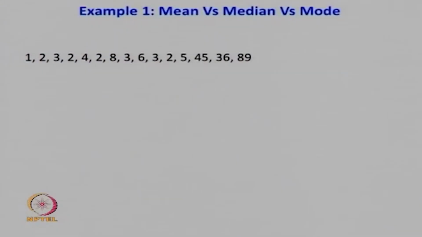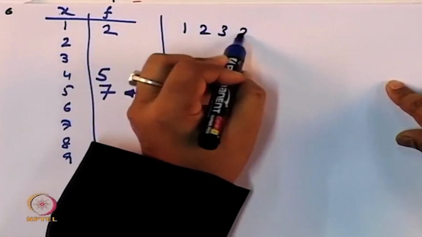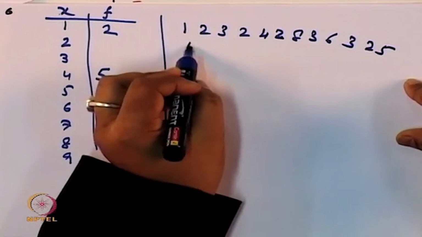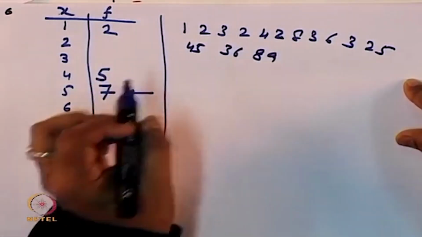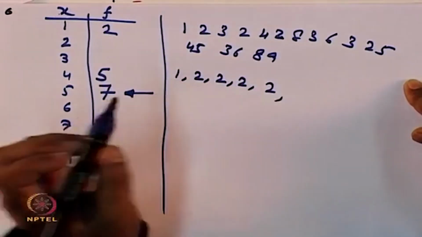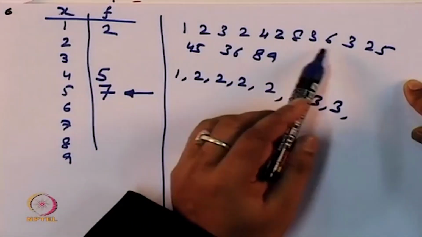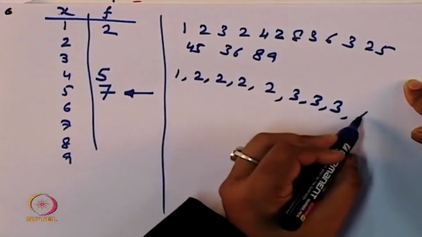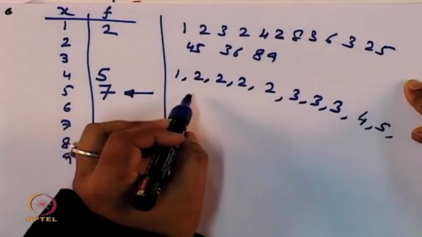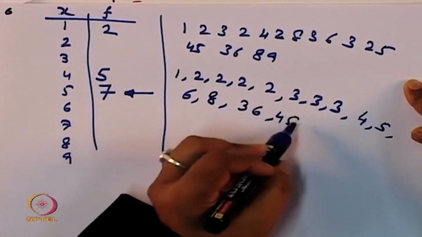So, let us do a few examples. In this particular example, let us say you have the numbers 1, 2, 3, 2, 4, 2, 8, 3, 6, 3, 2, 5, 45, 36, 89. If I arrange them in proper order: 1, then four 2s, then three 3s, then 4 just once, then you have 5, then 6, then 8, then 36, 45, 89.